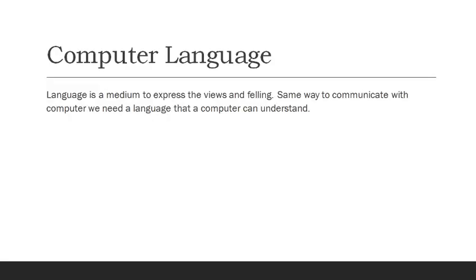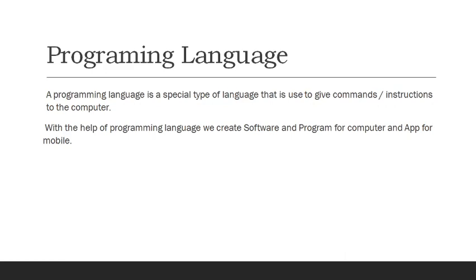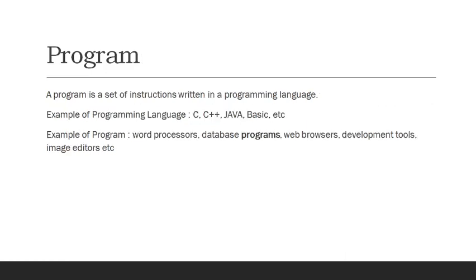Computer language. Language is a medium to express the views and feelings. Same way, to communicate with computer, we need a language that a computer can understand. Programming language. Programming language is a special type of language that is used to give commands, instructions to the computer. With the help of programming language, we create software, programs, computer and app for mobile.